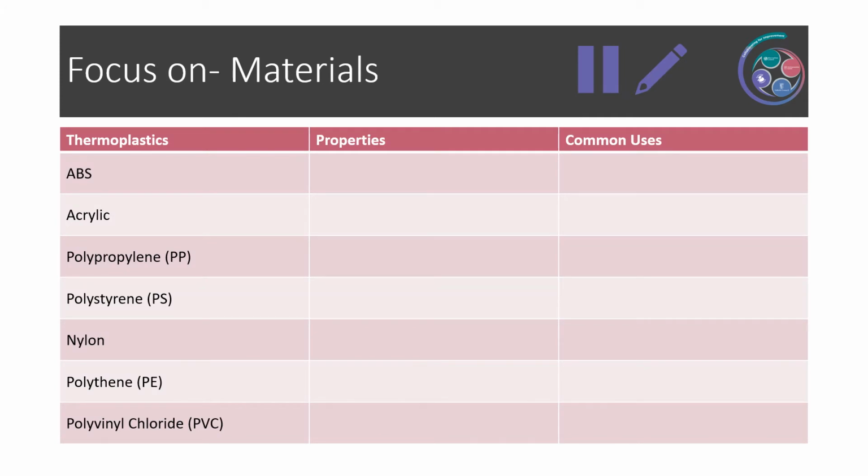Time to look at plastics. The thermoplastics that you need to know at higher level are ABS, acrylic, polypropylene, shortened to PP, polystyrene, shortened to PS, nylon, polythene, shortened to PE, and polyvinyl chloride, shortened to PVC. I suggest that you pause the video now, copy this table, and complete the properties and common uses of each of the materials.